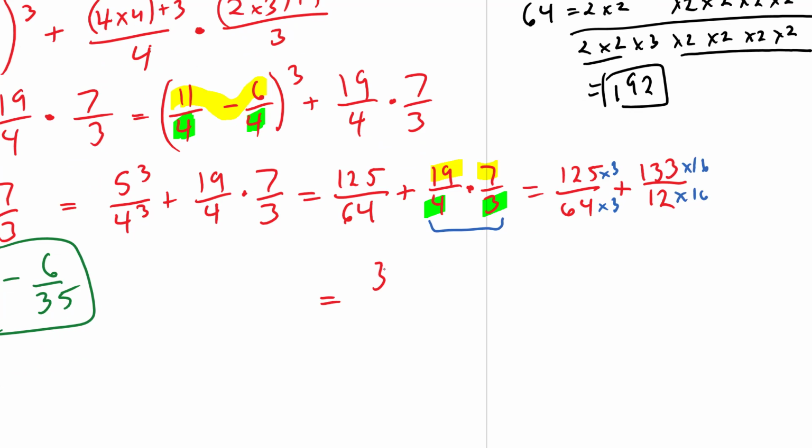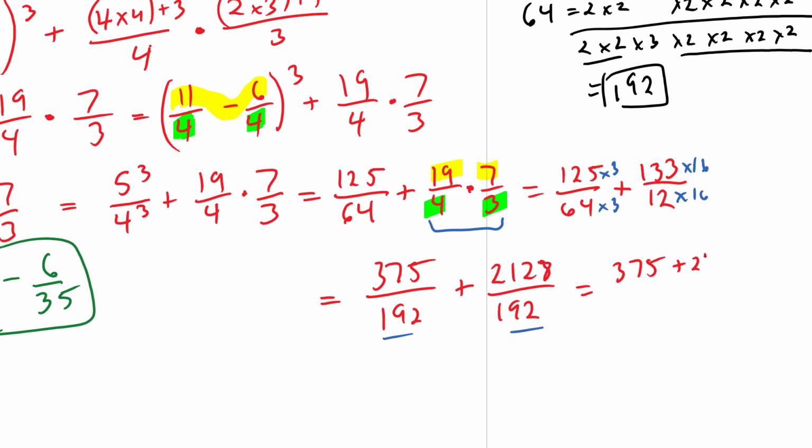125 times 3 is 375. Common denominator is going to be 192. Add to that 133 times 16. You're going to need a calculator for that over a denominator of 192. Now that we have common denominators, we combine the numerators. 375 plus 2128 over 192. And here we'll get 2503 over 192. Now we have to break this down into a mixed number.